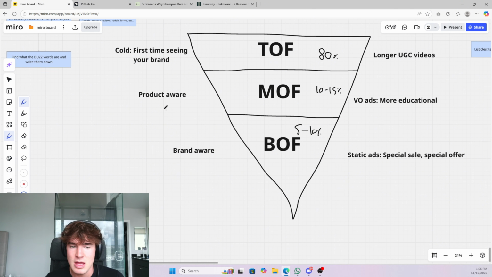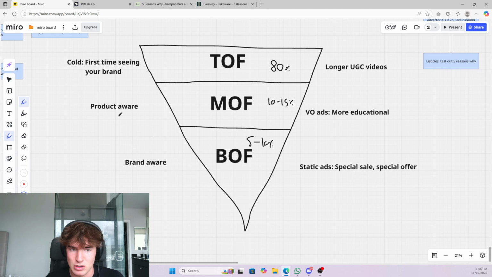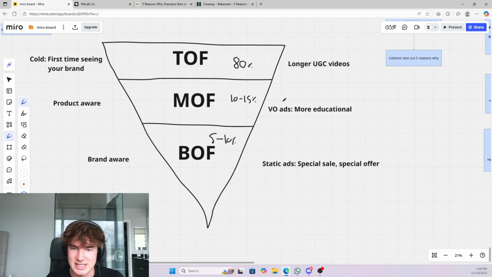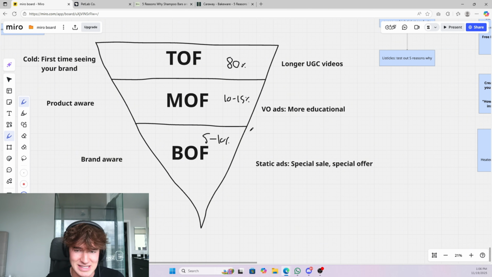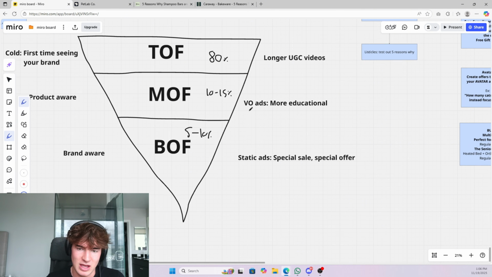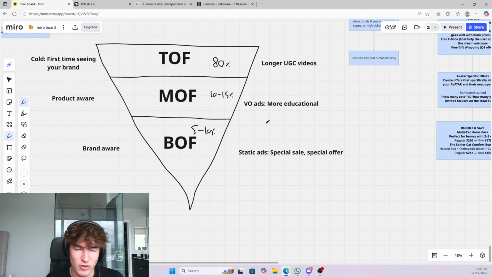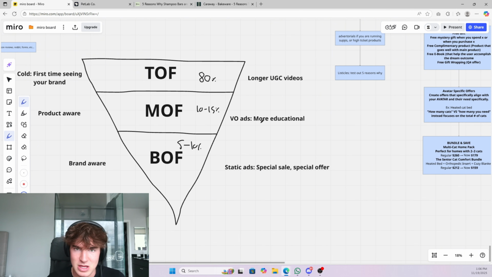For middle of funnel, these are going to be people that are more product aware. They've seen your top of funnel videos. They're aware that the product actually does exist, but they don't really know exactly what it does. This is where VO ads come into play, voiceover ads. Voiceover ads are basically an AI voiceover with B-roll of your product being used, product in action, stuff like that.